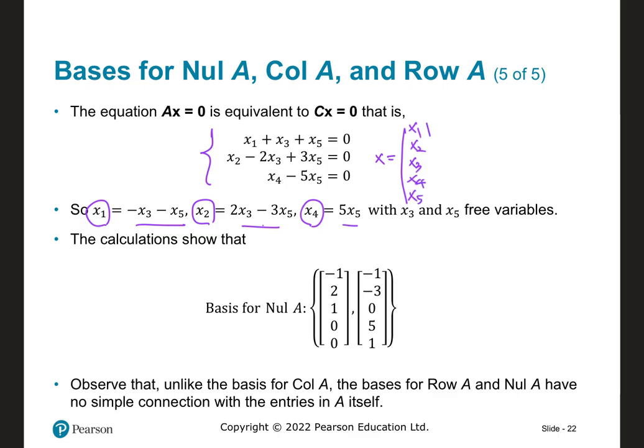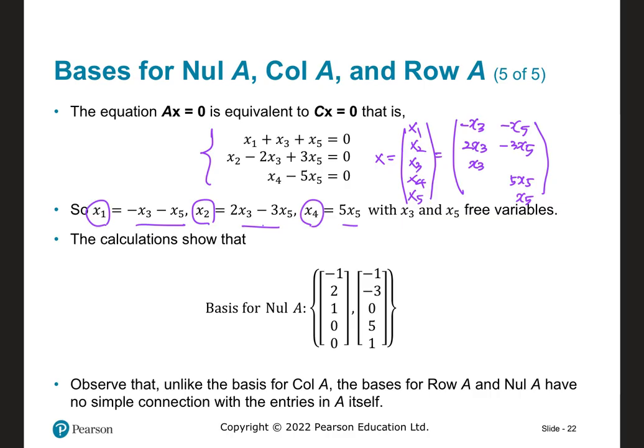Then the solution set X was described with respect to these 5 unknowns, and x1 was negative x3 minus x5. x2 is 2x3 minus 3x5. x3 is x3. x4 is 5x5. And x5 is x5. So that is the solution set, the solution in general, right?